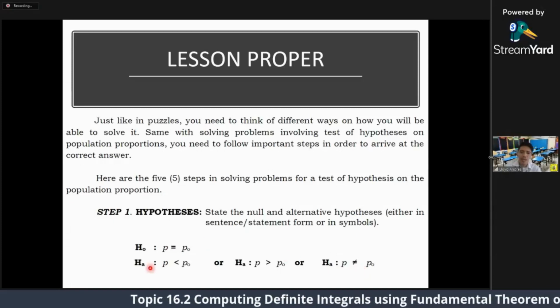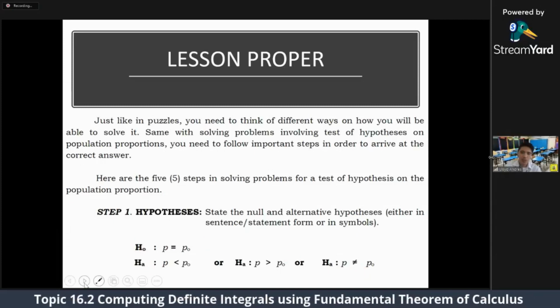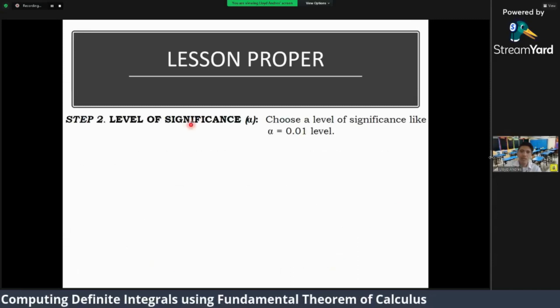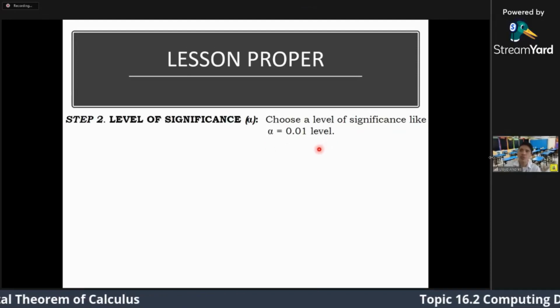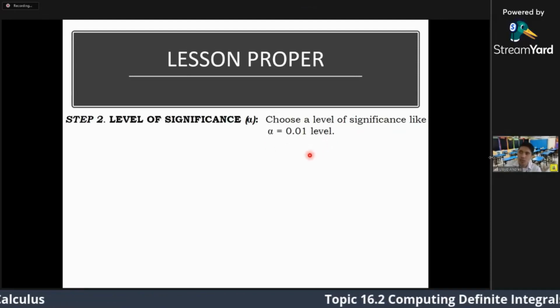Depending on the situation. Second is to choose a level of significance, like alpha 0.01, usually 0.01, or 0.05, or 0.1.